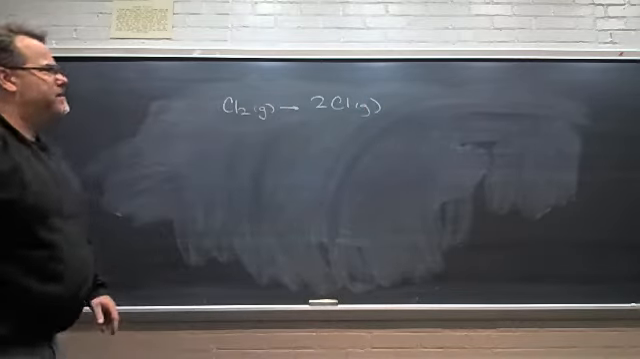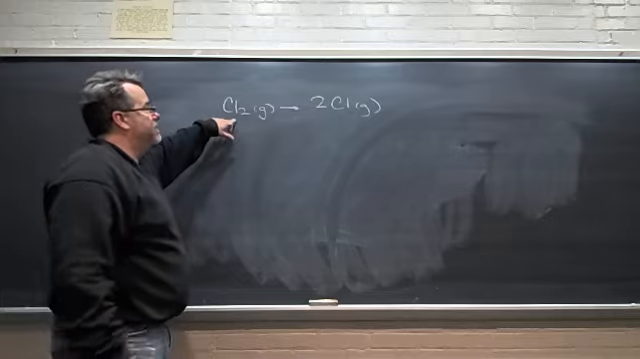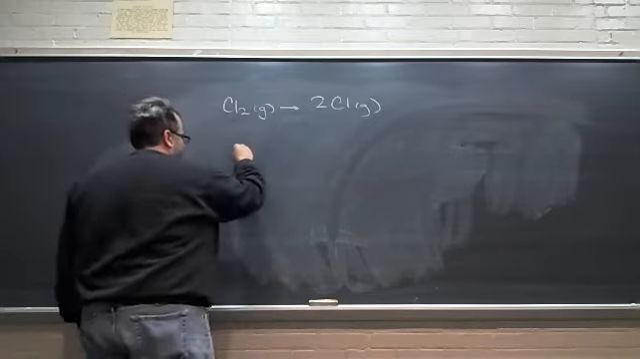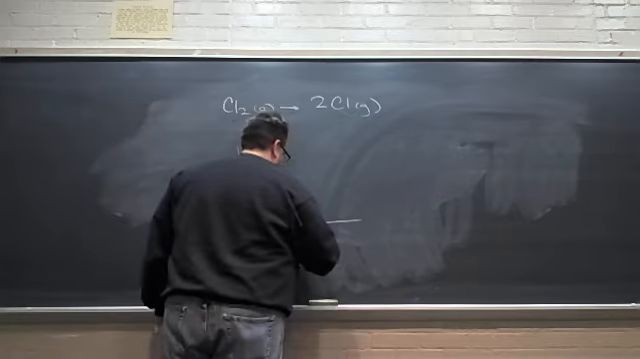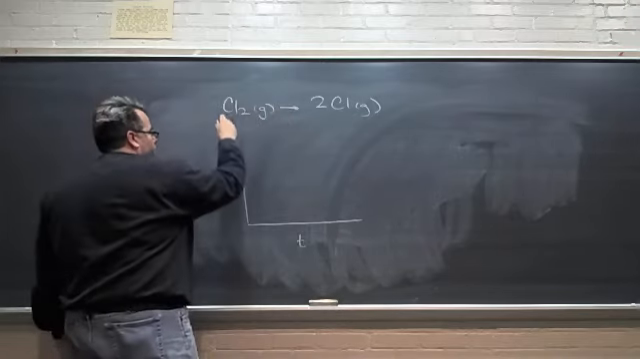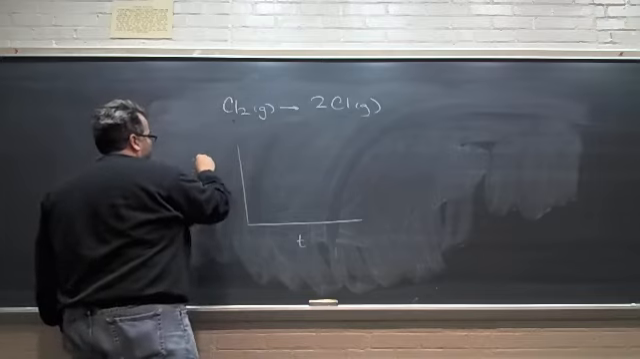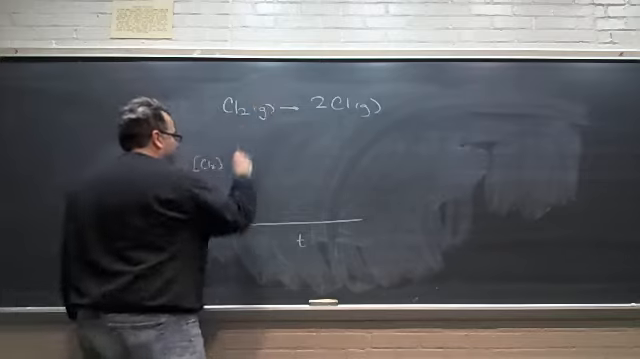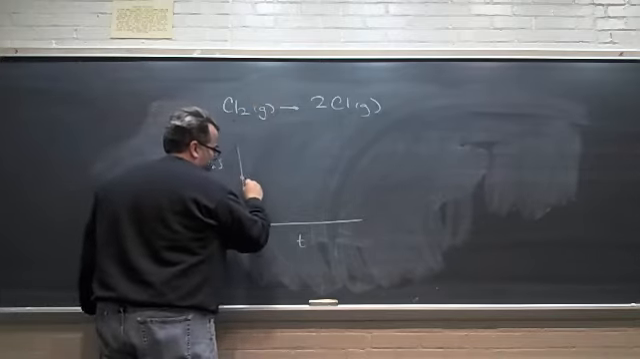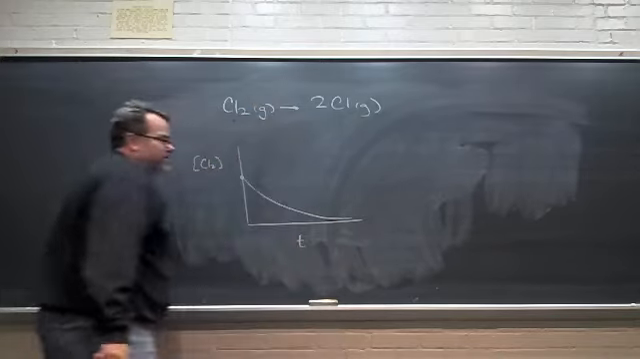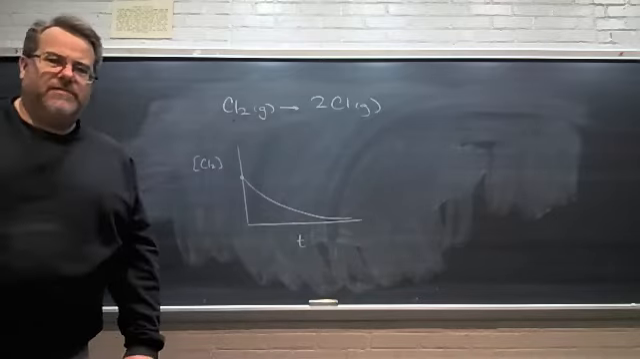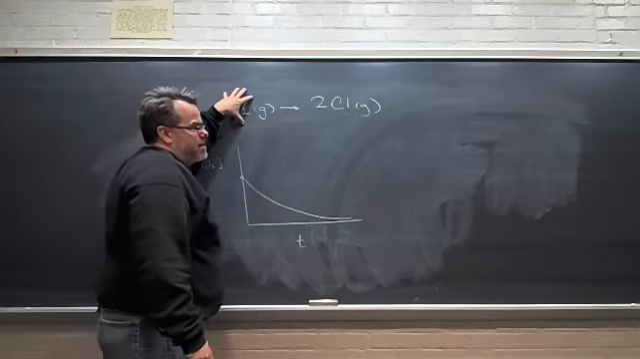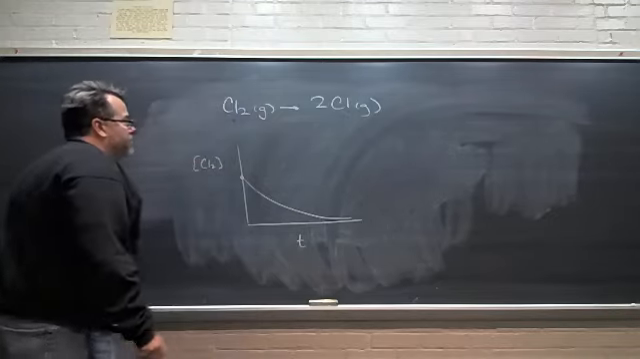So we're looking at molecular chlorine, Cl2, breaking into 2 chlorine atoms. And if we plot the concentration of molecular chlorine over time, that concentration will decrease like that, just as it did for ammonia in the last problem, because this is a reactant, so its concentration is decreasing.